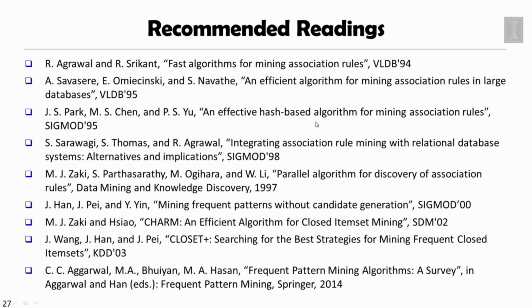Okay. So finally, I'll summarize the recommended readings. These are all classical papers on Apriori mining and the further improvement of Apriori mining. Then we have vertical methods, we have FPGrowth methods, and we have CLOSET+ methods. So finally, there's an interesting survey article called Frequent Pattern Mining Algorithms, which contains many more algorithms covered in this lecture. If you're interested, go ahead and read this chapter.